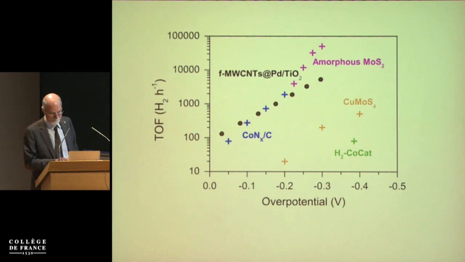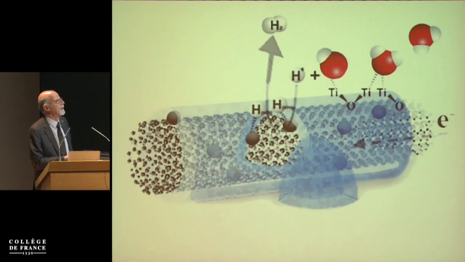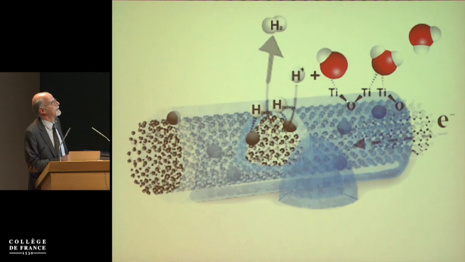So basically what happens here is that the titanium oxide has a high affinity for water, so by hydrogen bonds they are attracted here, and then the palladium nanoparticles can transfer the hydride to the protons, and so we generate hydrogen.